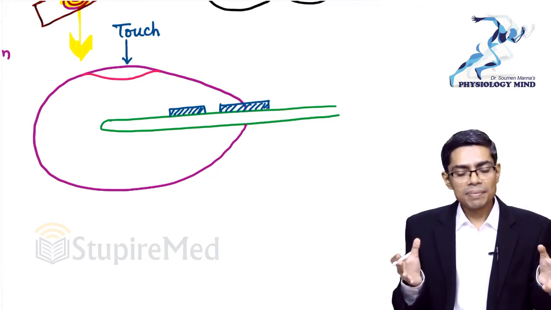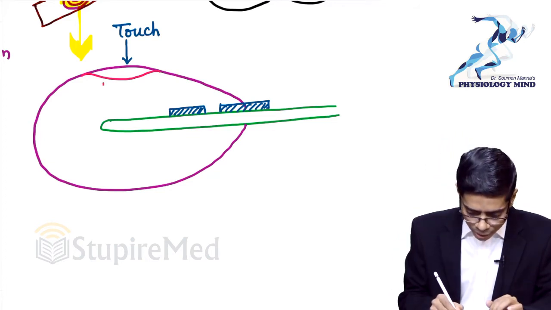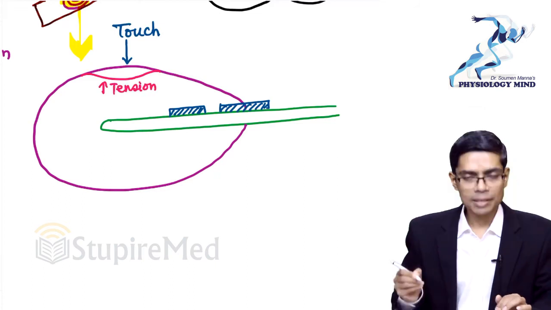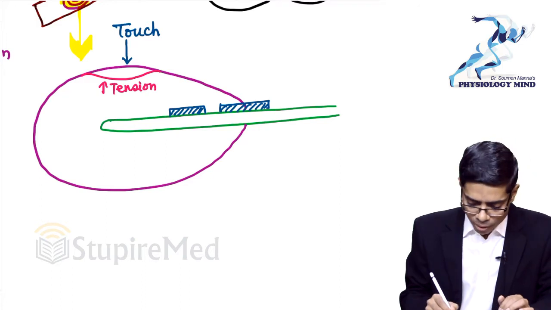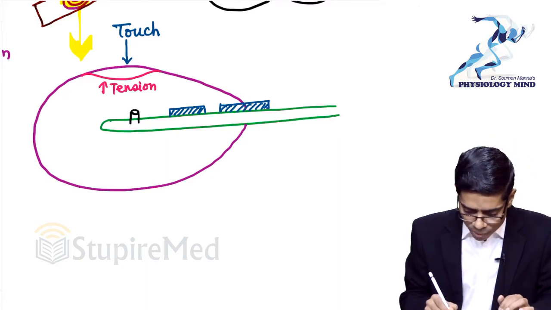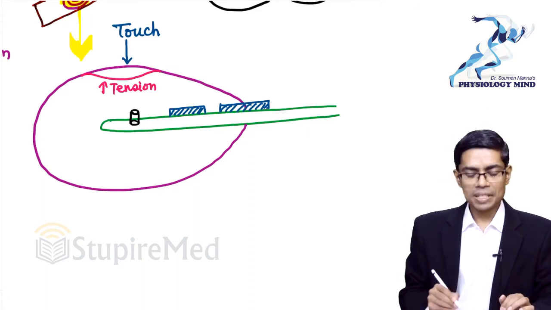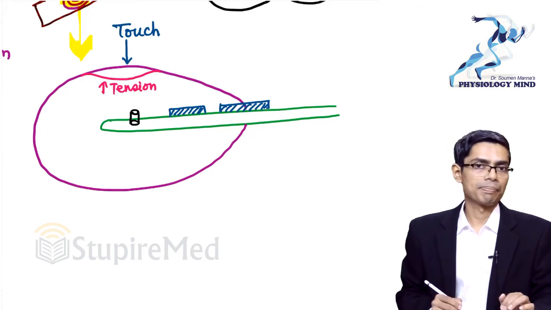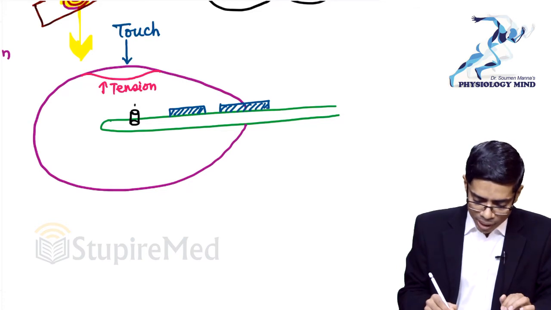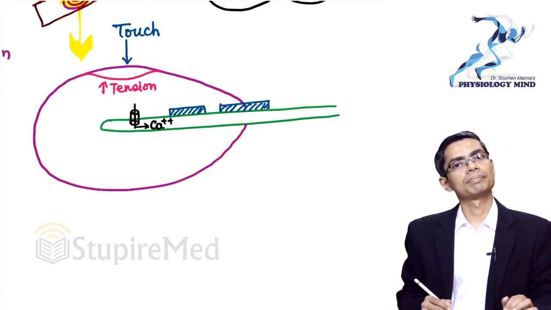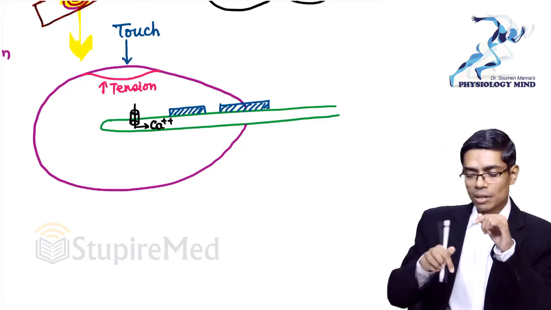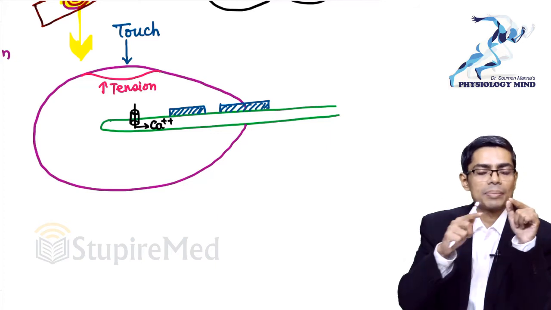There will be increased tension. So this touch will cause increased tension inside this receptor. This tension will cause opening of some stretch sensitive ion channels which are present at the neuronal tip. So this ion channel will open up, and through this different cations will enter, mainly the calcium ion. Am I clear? So first, whenever you are giving touch, the receptor is depressed.